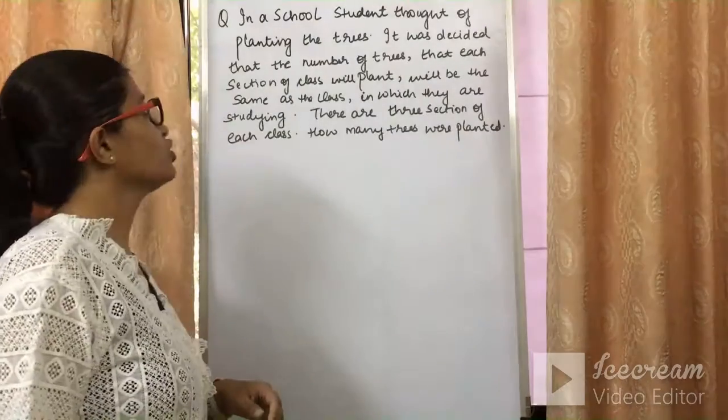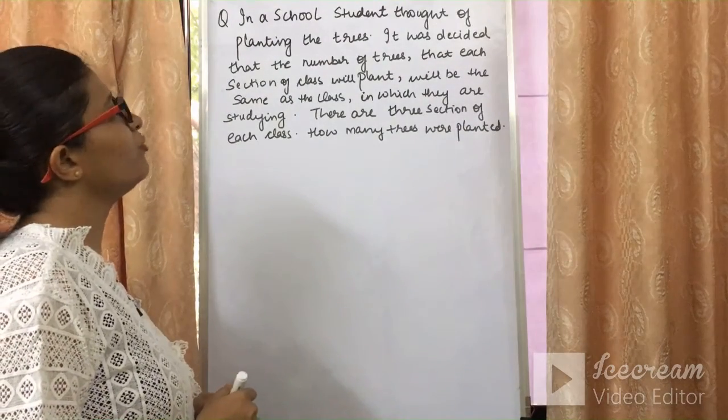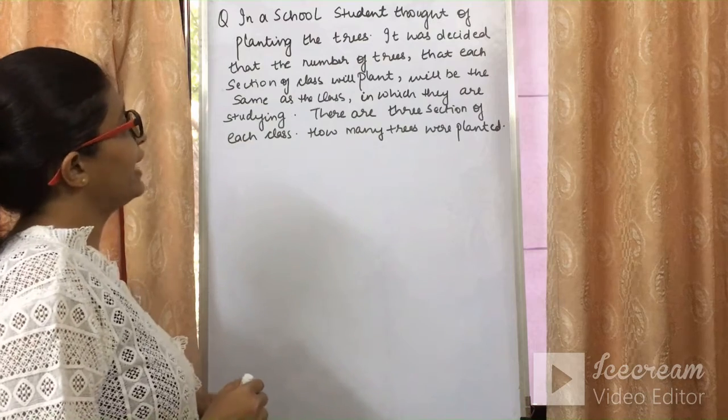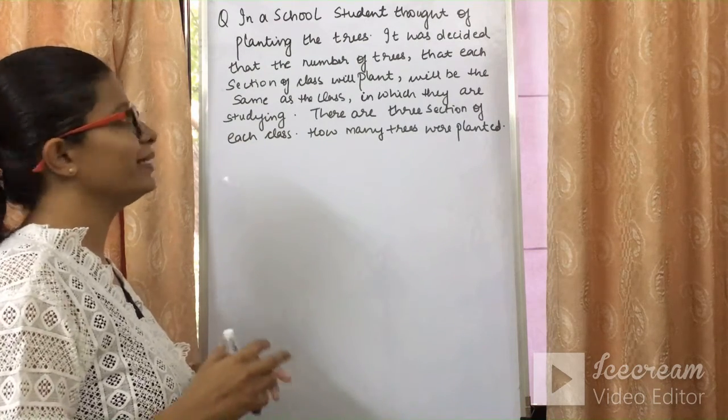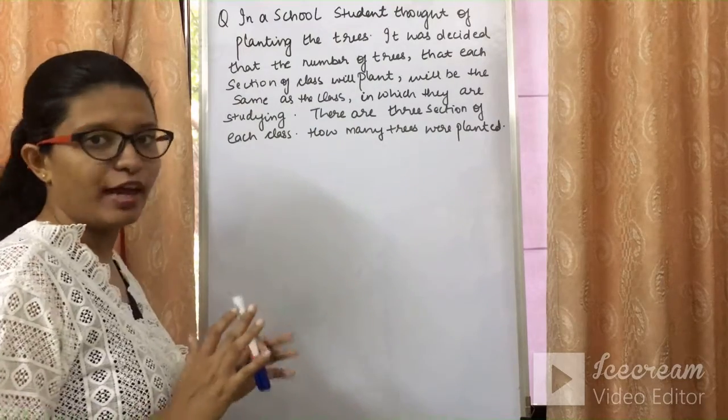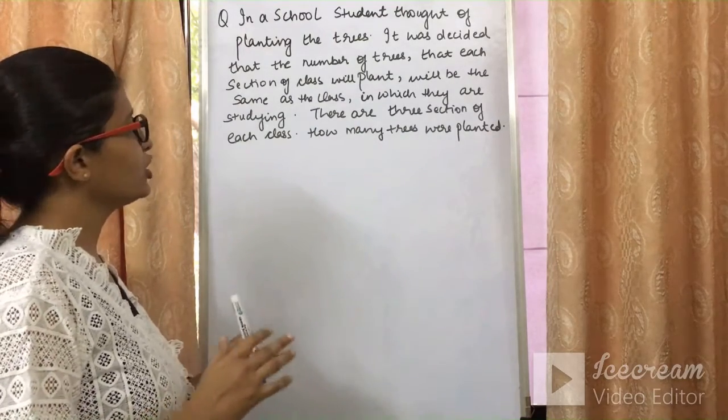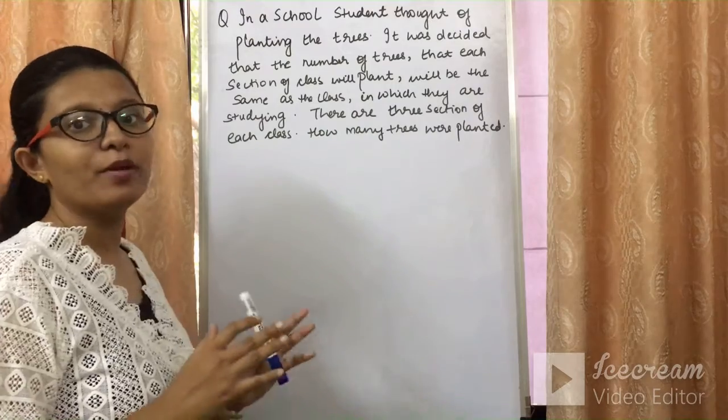Let's have a look at this question. In a school, students thought of planting trees. It was decided that the number of trees that each section of the class will plant will be the same as the class in which they are studying. So there are 3 sections of each class. How many trees were planted?